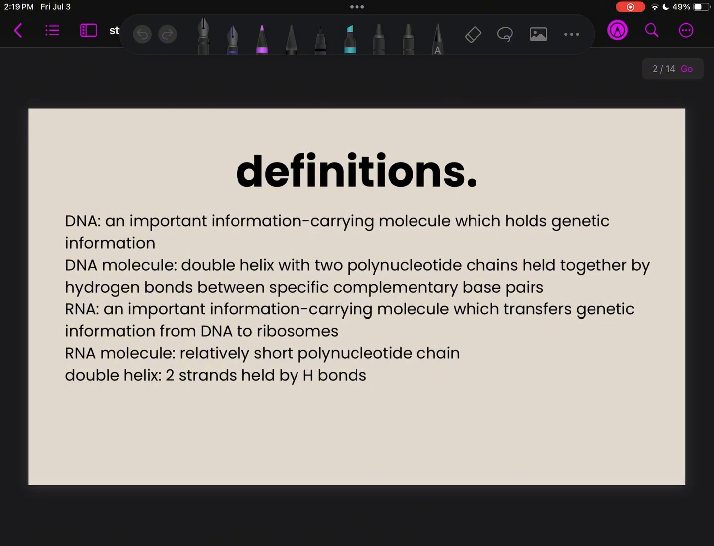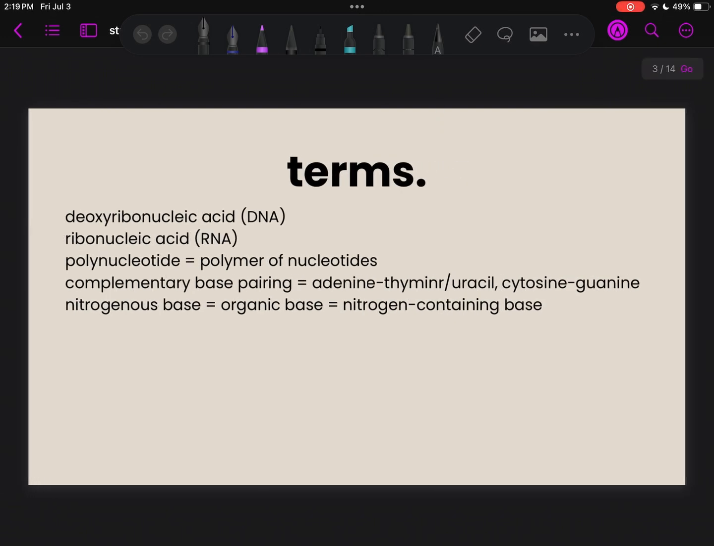DNA is an important information-carrying molecule which holds genetic information. A DNA molecule is a double helix with two polynucleotide chains held together by hydrogen bonds between specific complementary base pairs. RNA is an important information-carrying molecule which transfers genetic information from DNA to ribosomes. An RNA molecule is a relatively short polynucleotide chain, and a double helix is two strands held together by hydrogen bonds.